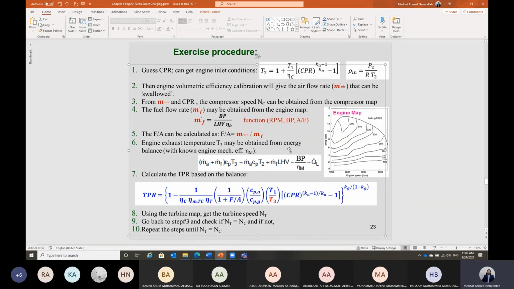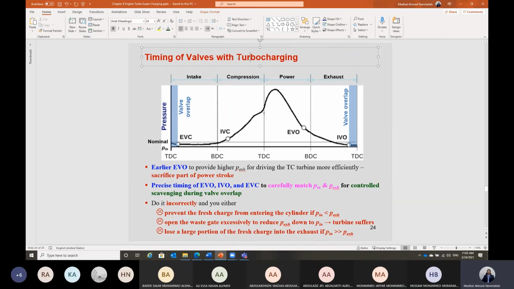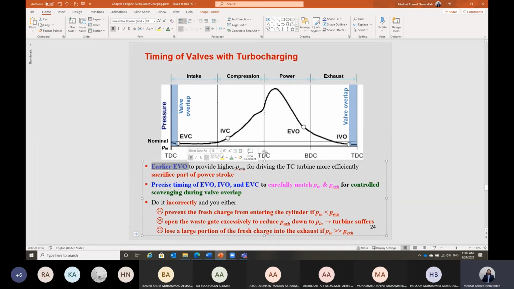Once we have this T3, the engine will decide when it should open the exhaust valve in order to have this temperature T3. And we have to be precise, Shabab, about the valve operation in case of a turbocharger system. The valve should be operated properly because we cannot open the exhaust valve too early in order to have high exhaust pressure P3 and high temperature T3. In this case, we will improve the operation of the turbine because we have higher pressure and high temperature at the end. It will provide a higher pressure ratio across the turbine.